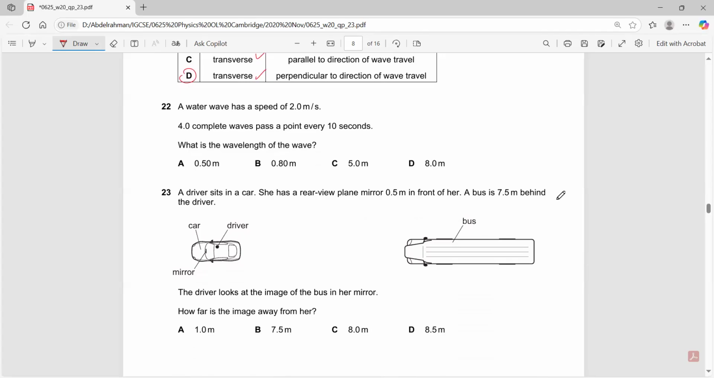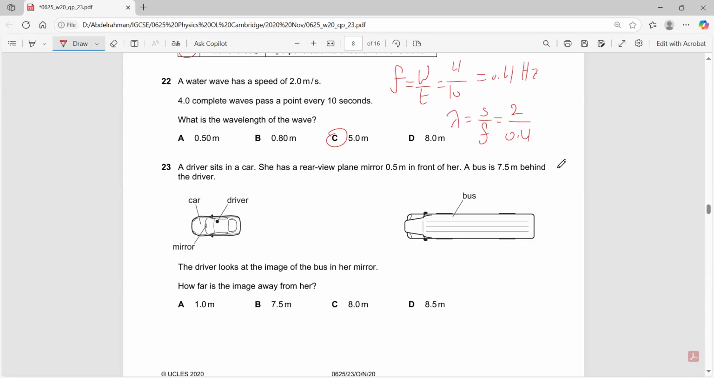A water wave has a speed of 2 meters per second. 4 complete waves pass every 10 seconds. What is the wavelength? First of all, I need to find the frequency, which would be the number of waves over the time. Number of waves is 4 over the time 10, which is 0.4 hertz. The wavelength would be equal to the speed over the frequency. So the speed is 2 divided by the frequency 0.4, giving you a wavelength of 5 meters.